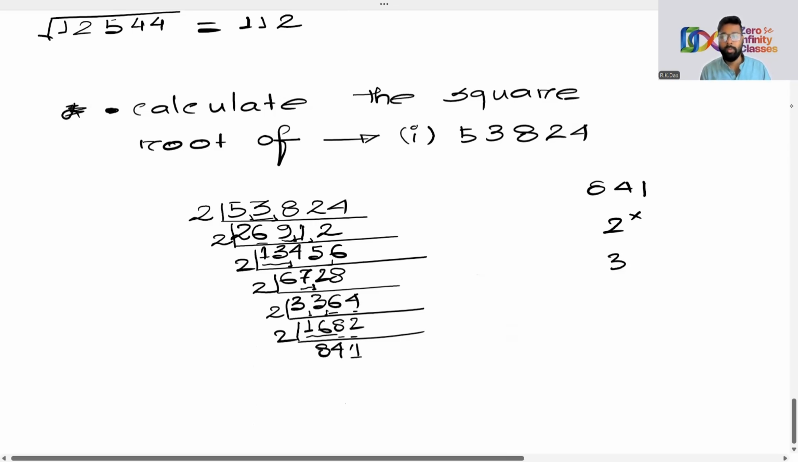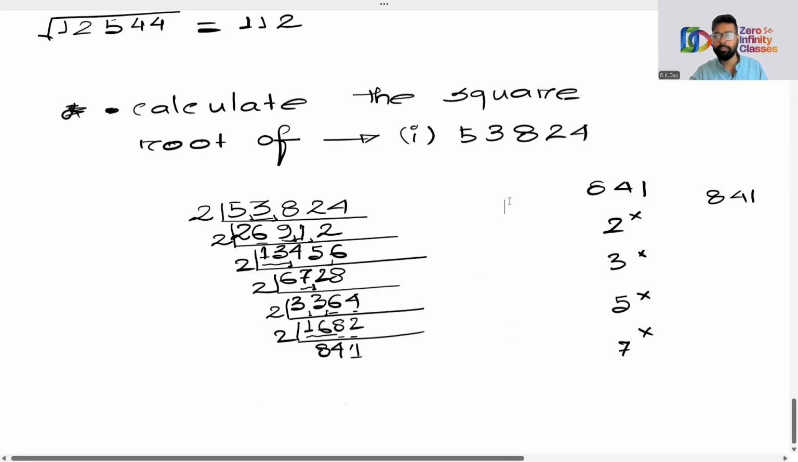8 plus 4 is 12. 12 plus 1 is 13. So it is not divisible by 3 as well. Then 5, no chance, because the last digit is 1. Then 7. 841 is not divisible by 7 as well. Perfect. Okay.